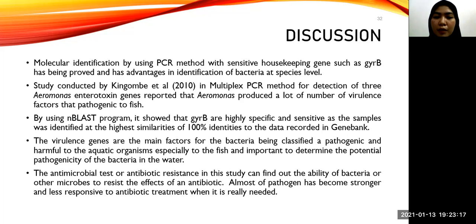The virulence genes are the main factors for the bacteria being classified as pathogens harmful to aquatic organisms, especially fish, and important to determine the pathogenicity of the bacteria in the water. The antimicrobial test in the study can find out the ability of other microbes to resist the effects of antibiotics.